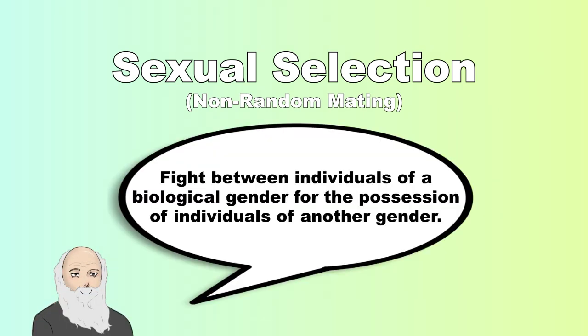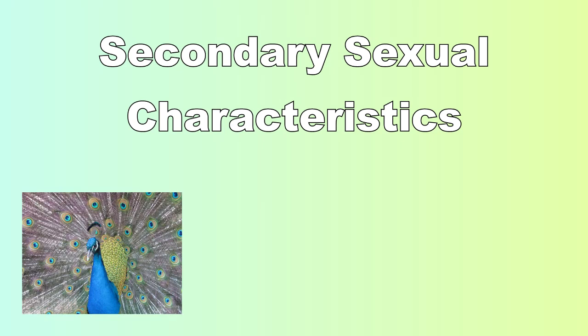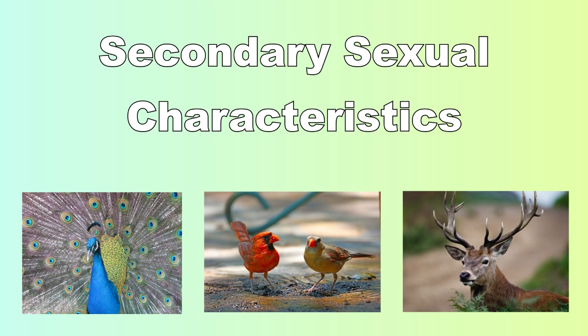On the other hand, we have sexual selection. Sexual selection, or non-random mating, was defined by Darwin as a fight between individuals of a biological gender, usually males, for the possession or mating of individuals of another gender. This means that sexual selection is responsible for the evolution of characteristics that give organisms reproductive advantage. These are the secondary sexual characteristics, such as the elaborate tails of peacocks, bright plumage in birds, or large antlers in deer and antelopes.